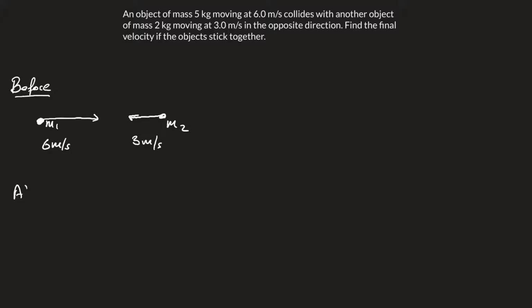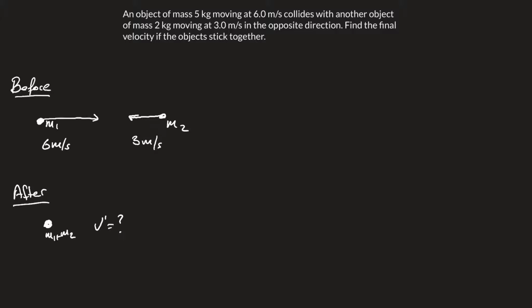What happens after? Well, we have our total mass, so m1 plus m2, and it's going to have some velocity we aren't quite sure of. We're going to call it v prime, and we don't know what its value is.